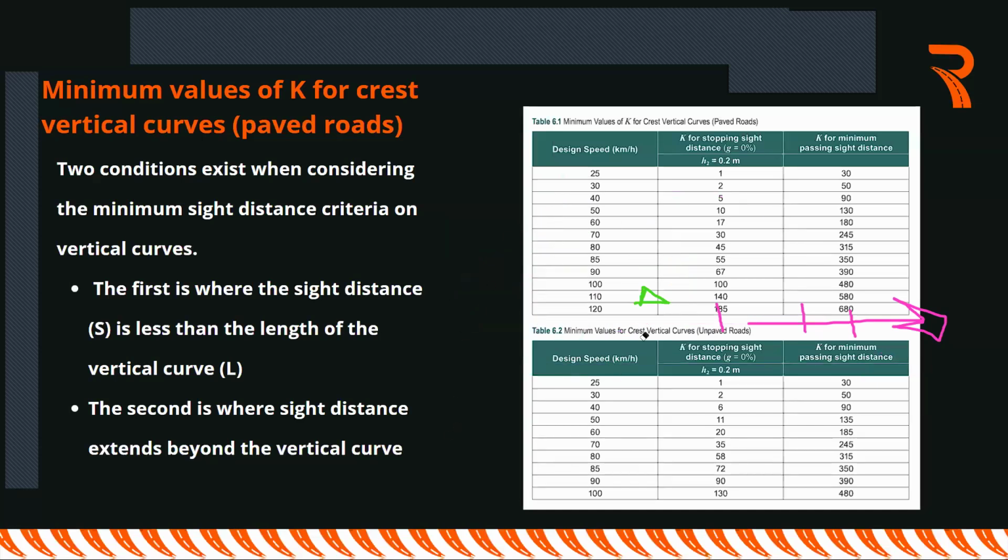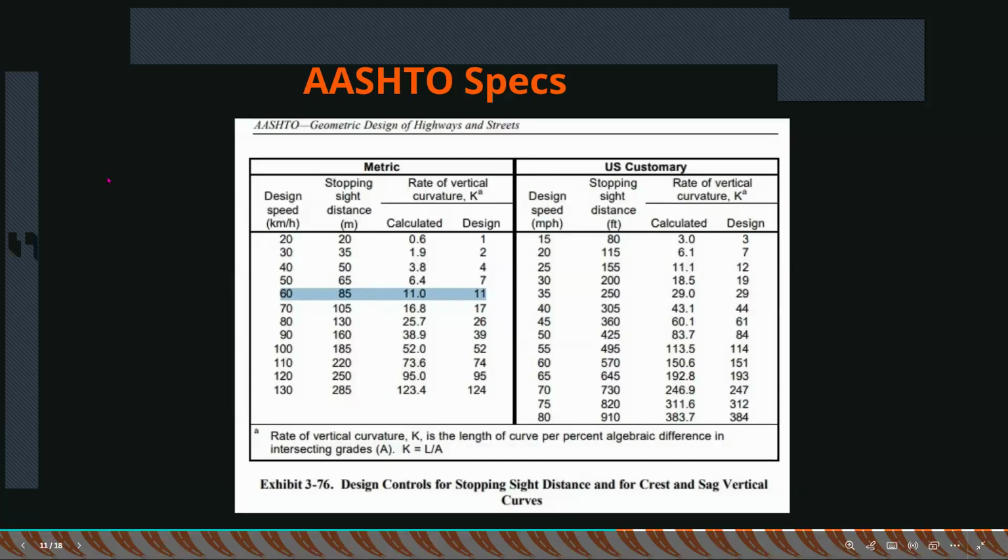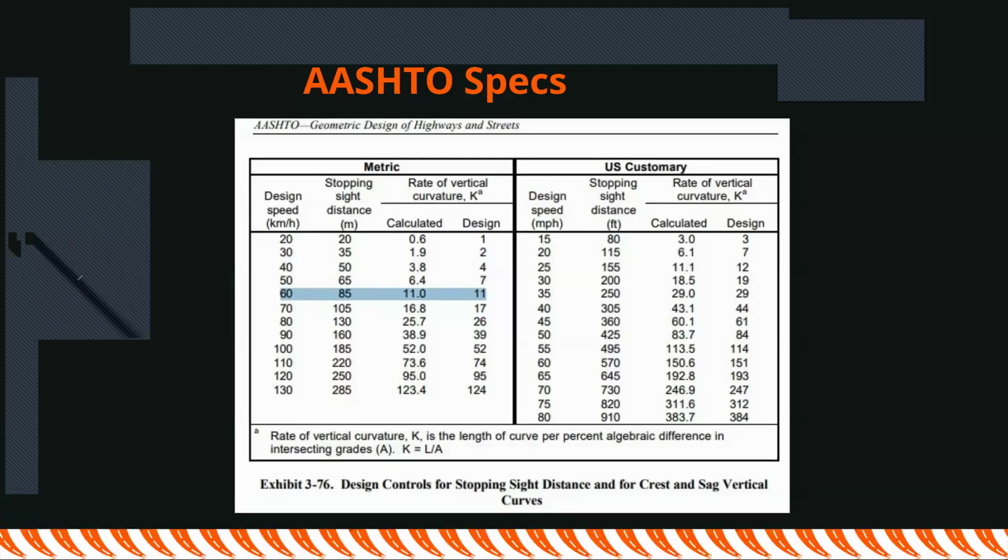Let me show you, we will jump quickly to the American standards. I think the Kenyan standard does not give much of an explanation on that parameter. The rate of vertical curvature is the length of the curve per percentage algebraic difference in intersecting grade. So that is why we are saying you try to get the gradient of that curve, or any point along the curve.